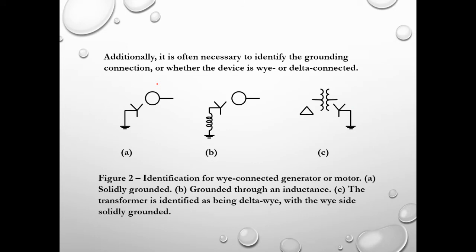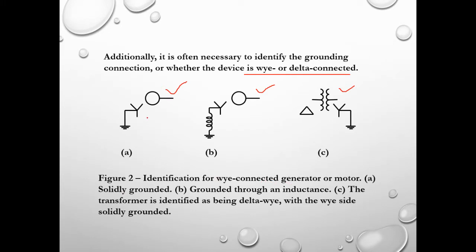And then, additionally, it is often necessary to identify the grounding connection, or whether the device is Y or delta connected. So you must make sure the device, for example the generator or the transformer, is either Y or delta connected. Okay, so figure 2, identification of Y connected generator or motor.